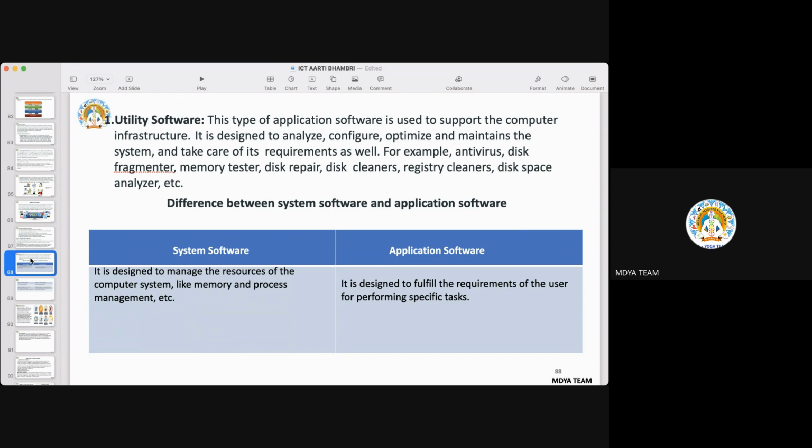So there is software available which we call antivirus software, disk defragmenter, memory tester, disk repair, disk cleanser, registry cleanser, or disk space analyzer. They are called utility software. Again, they are made in some high level language, and you can purchase them from an authorized company.